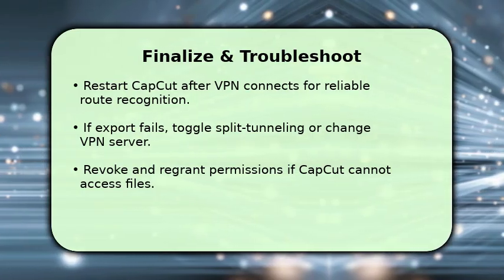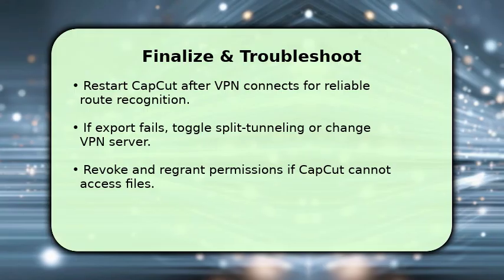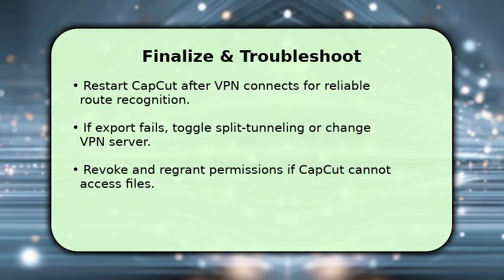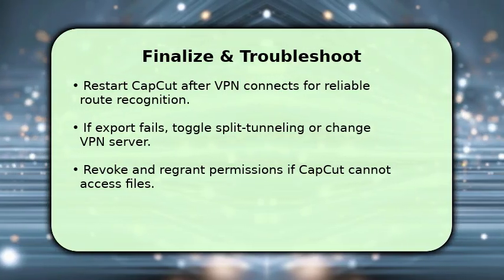Permissions sometimes reset and block file access when a VPN changes network profiles. That single step often resolves the most stubborn failures.